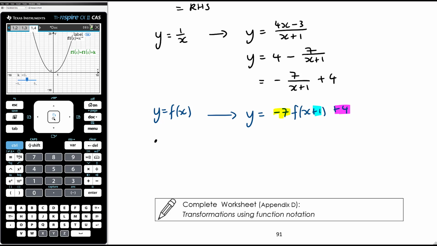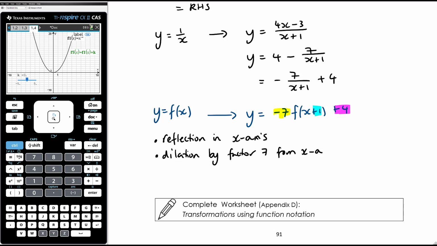So it is reflection in the x-axis, that's the negative. We've got a dilation by factor 7 from the x-axis. We've got a translation left by 1. And we also have a translation up by 4 units.